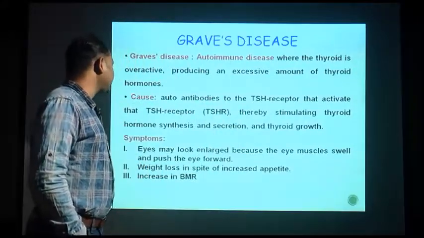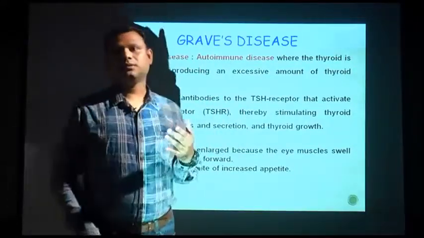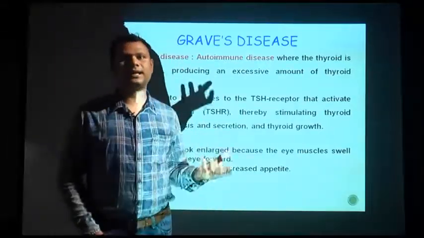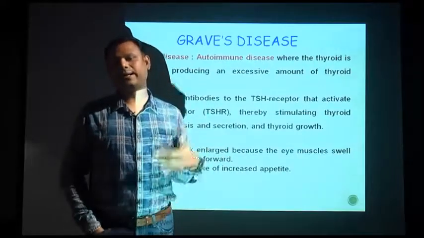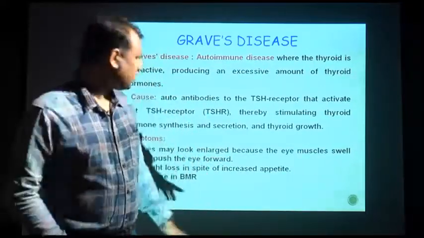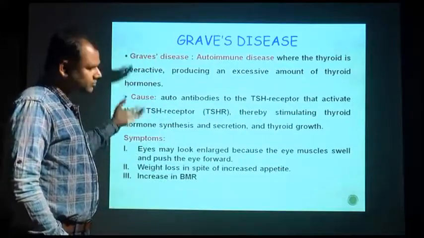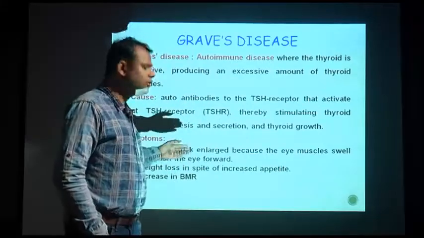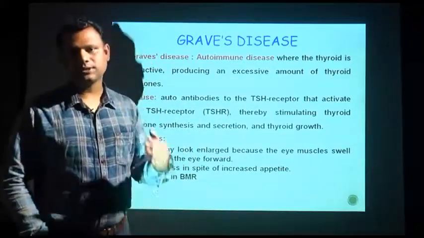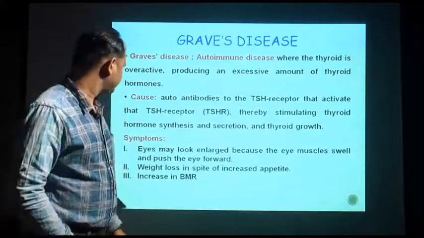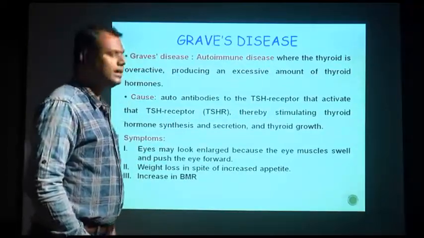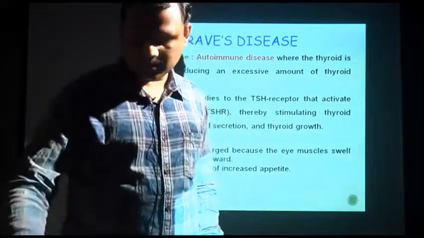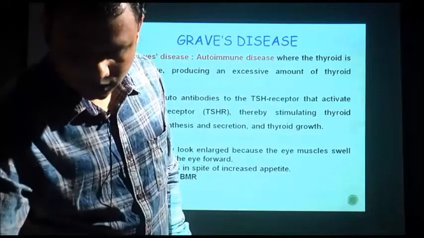So, weight loss in spite of increased appetite. Body appetite increases because the signal says that there is a deprivation of food. So appetite increases, and you take a large amount of food, but due to high metabolic rate you lose weight. So the weight of the person goes down or decreases, and this is because of increased basal metabolic rate. That means the body activity is so high that the weight is lost.